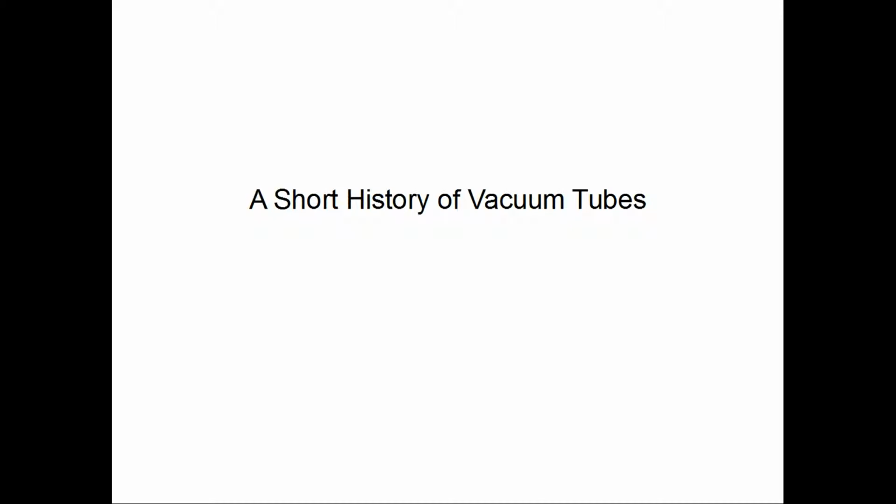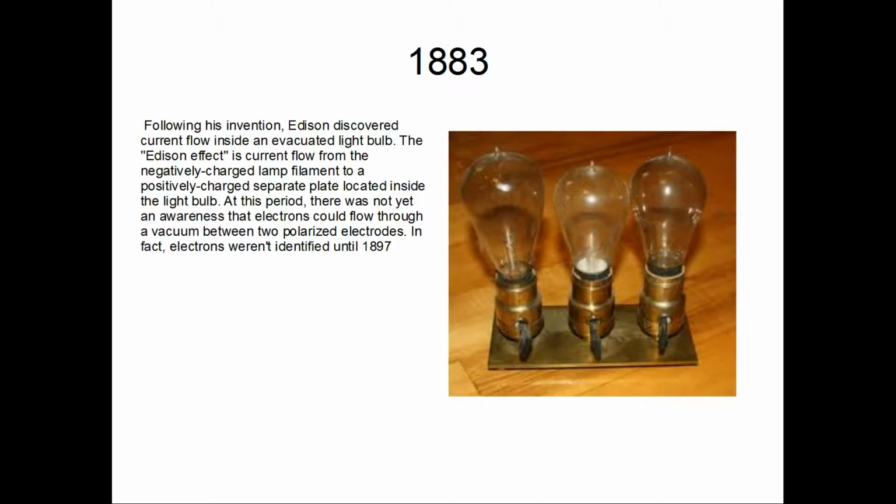A Short History of Vacuum Tubes. In 1883, following his invention of the light bulb, Edison discovered current flow inside an evacuated light bulb. The Edison effect is current flow from the negatively charged lamp filament to a positively charged separate plate located inside the light bulb. At this period, there was not yet an awareness that electrons could flow through a vacuum between two polarized electrodes. In fact, electrons weren't identified until 1897.